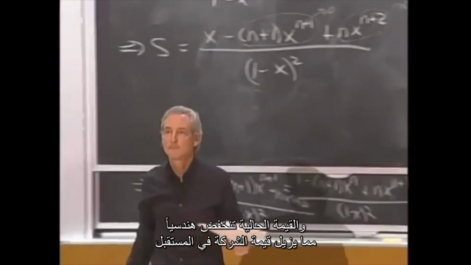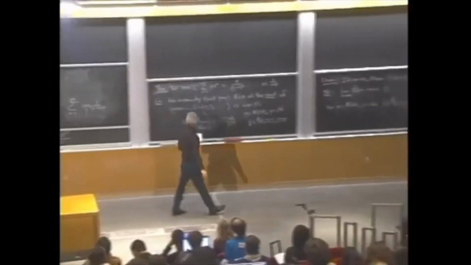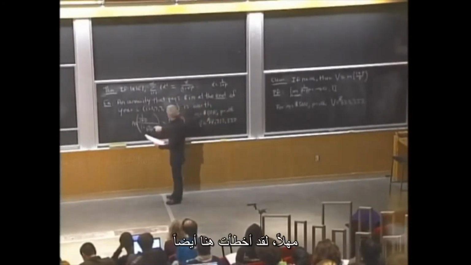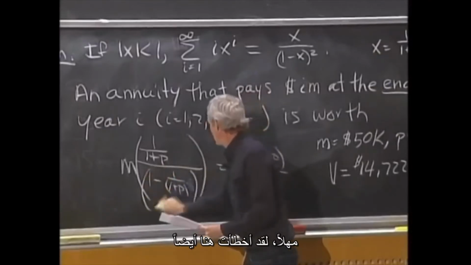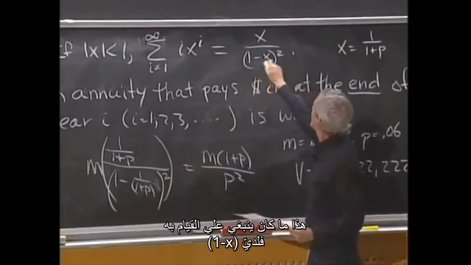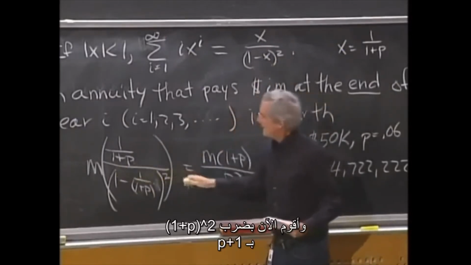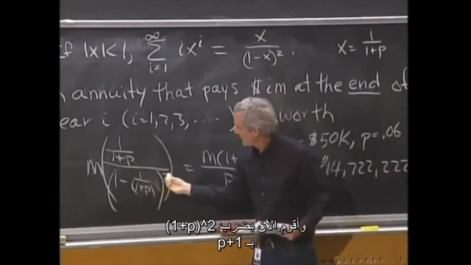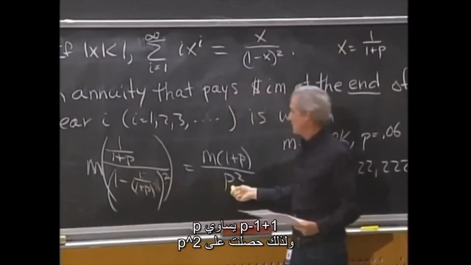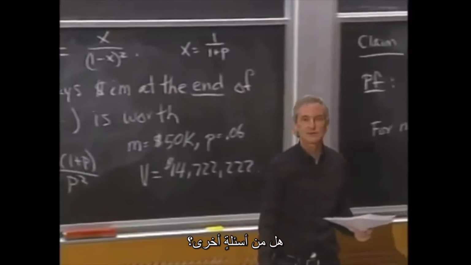Yeah? What did I do? Oh, wait. I screwed up here, too. Is that what you're asking about? Yeah, that's what I should have done. Because 1 minus x is 1 minus 1 over 1 plus p. That gets squared. And now when I multiply by (1 plus p) squared, it's multiplying this by 1 plus p. It's 1 plus p minus 1, which is p. So I have p squared. So this part's okay. That part I wrote wrong. That's good. Any other questions?